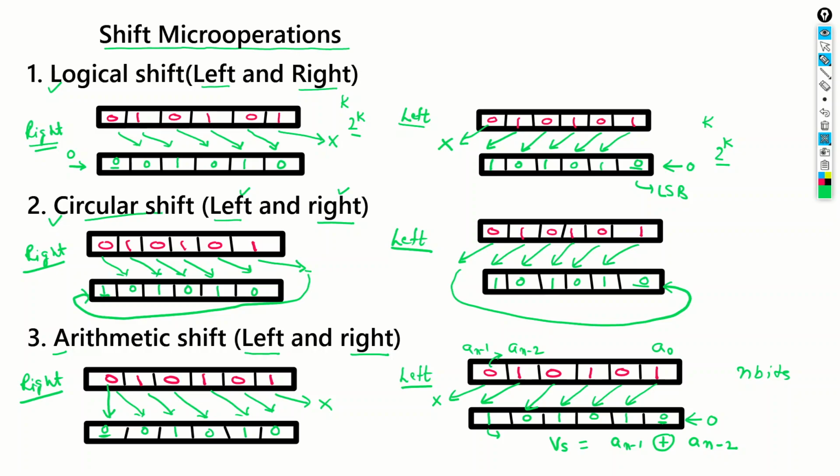So when the VS value is set to 1, it means that there has been an overflow, and the overflow indicates that now the sign of the number has reversed. It means that if it was positive earlier, now it has become negative. If it was negative before, it has now become positive. So this 1-bit value given by the 1-bit flip-flop VS indicates whether there has been a reversal of the sign of the number.